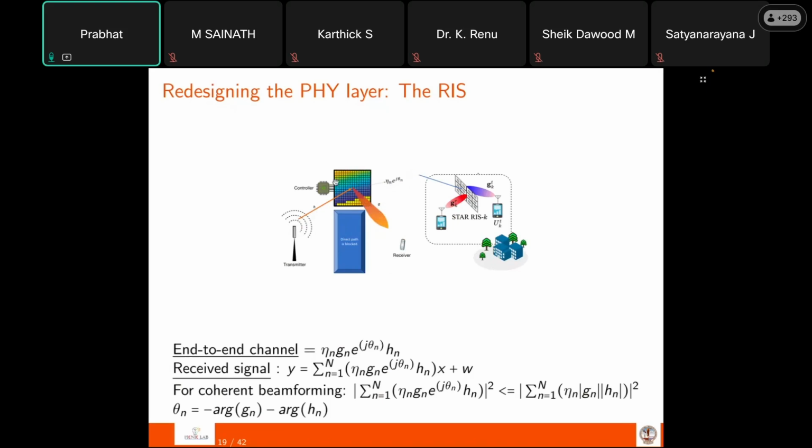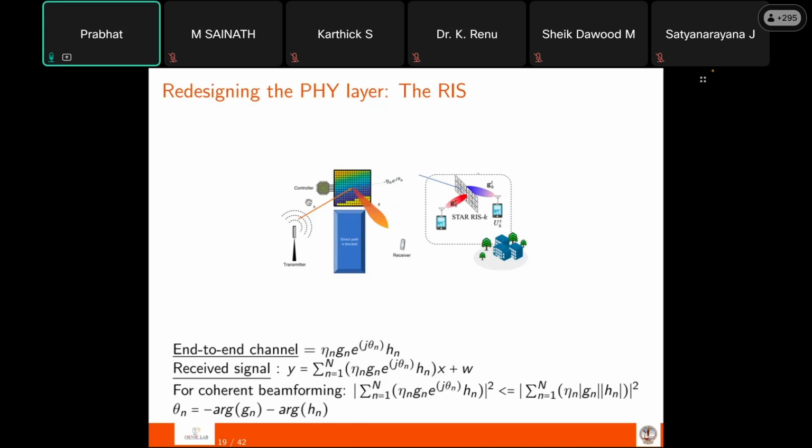So if you see the H and G, the overall channel is going to be eta n, g n, with this phase coming into the picture. This is the response of the nth element of the RIS, and then h n. Now there are multiple such elements, so the overall channel would be the summation of individual such components. When you add them up, your received signal is going to be this.